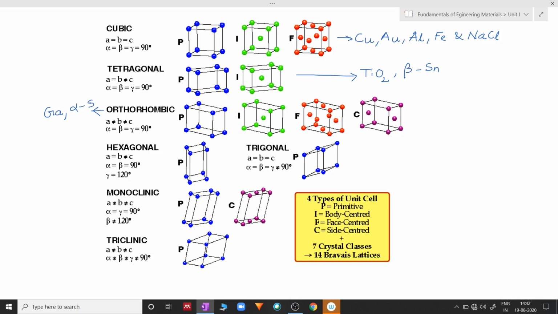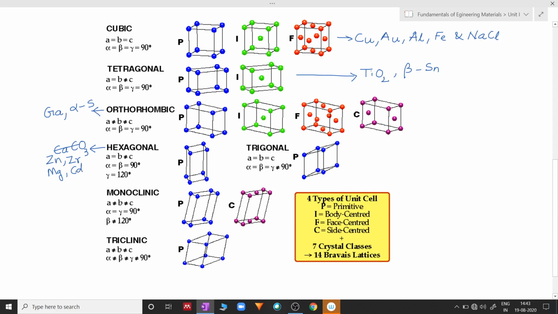And the example for this hexagonal system, the famous example is calcium carbonate. Oh, sorry, not calcium carbonate. This is for the rhombohedral. For this hexagonal, examples are zinc and zirconium, magnesium, cadmium.